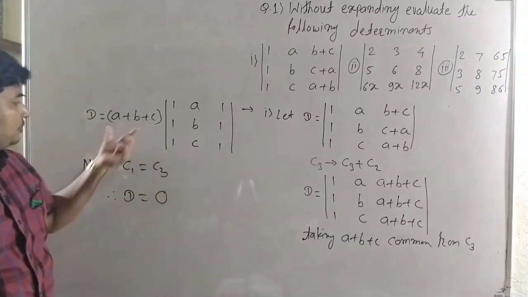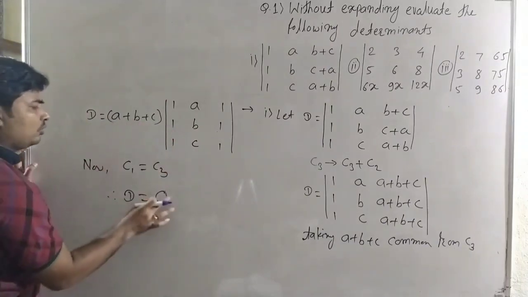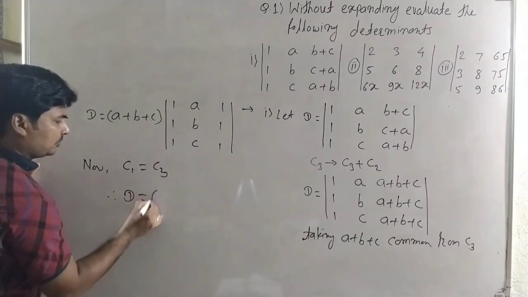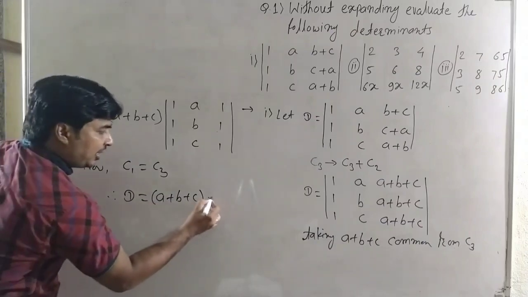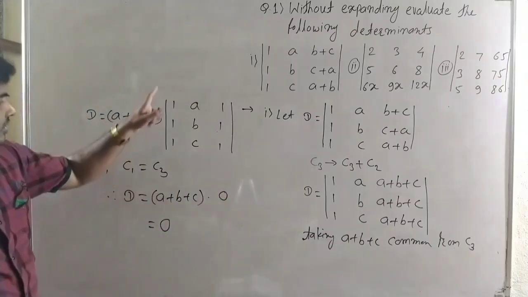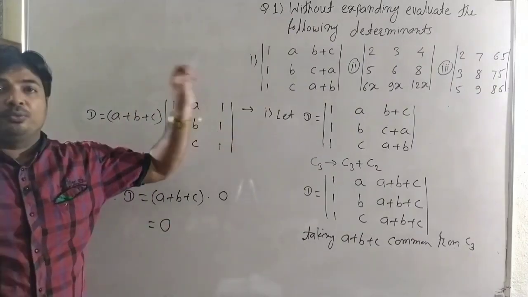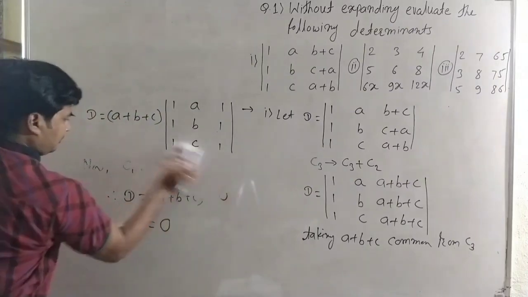When we take it common, this determinant is 0, and A plus B plus C is a common element, into 0, and then it is 0. That is the value of this determinant without expanding. Now we see the second example.